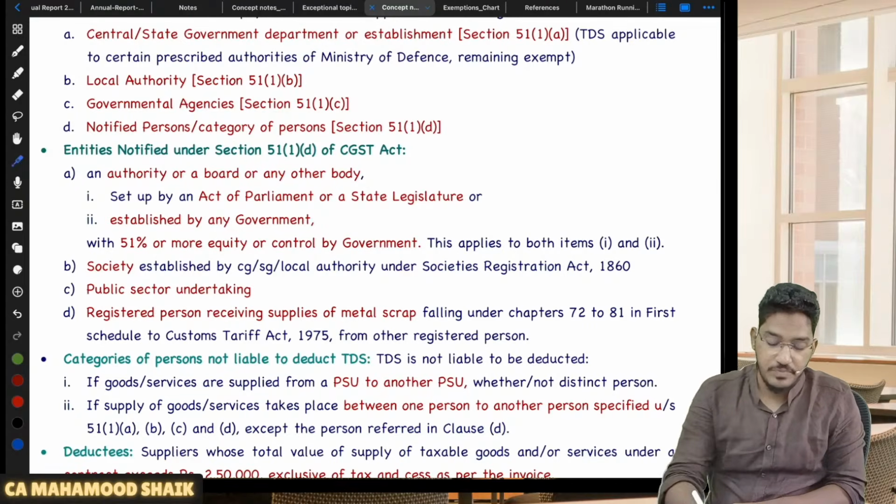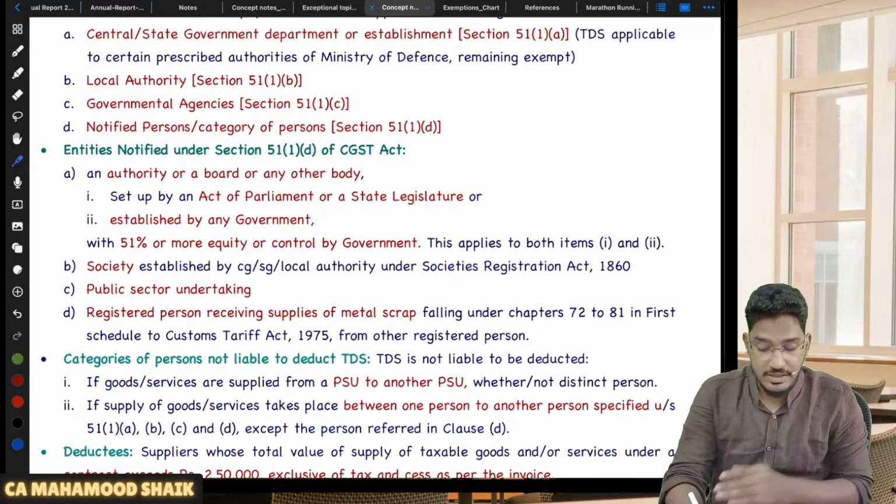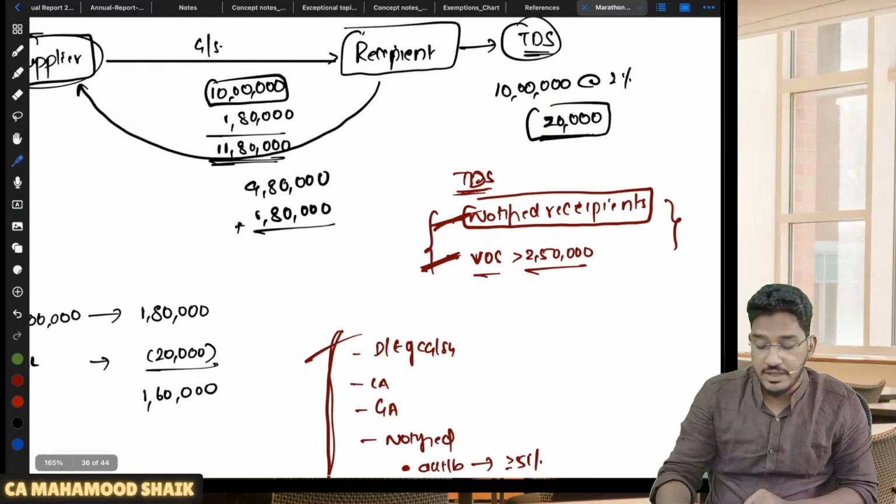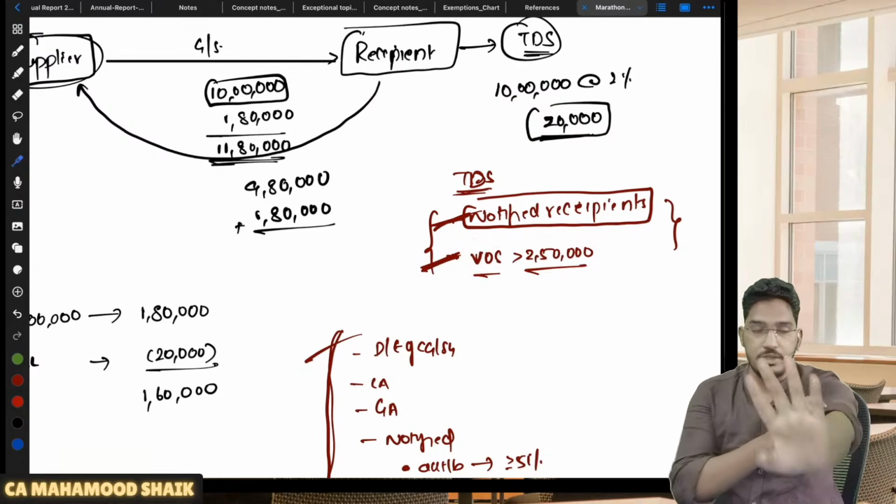However, there are some exceptions. Even though the recipient falls under this, there is one more condition. One more condition which is required to be fulfilled for deducting TDS is that the value of supply under a contract should be more than 2,50,000.